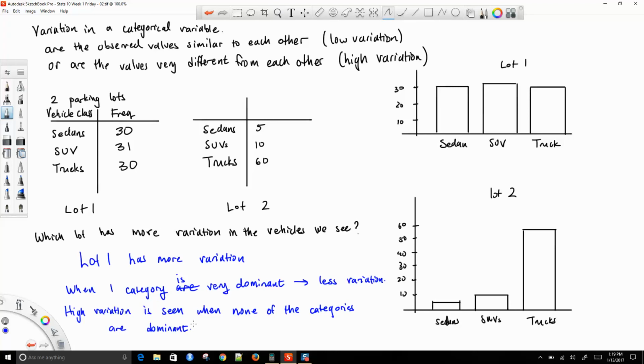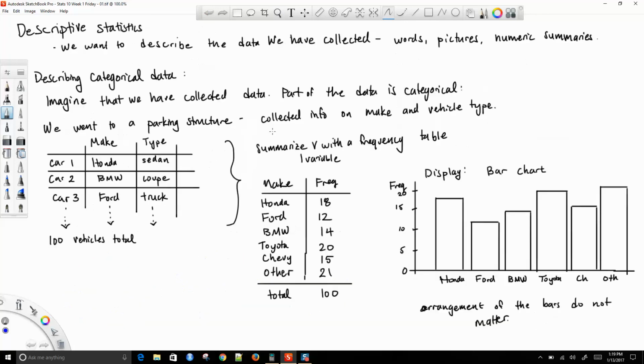Okay, it is true that if we were dealing with a numeric variable, we would say 5, 10, and 60, those are quite different from each other. 30, 31, 30, these are quite similar to each other. So if we were talking about a numeric variable, yes, these numbers have less variation and these numbers have more variation. But we're not. We're talking about a categorical variable, and when we're talking about a categorical variable, it comes down to whether one of the categories is very dominant over the others or not. Okay. Let me just flip back.